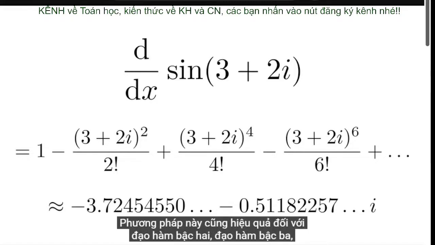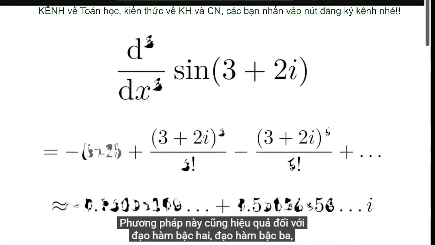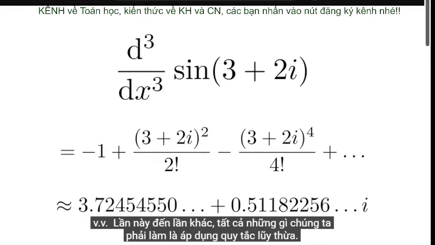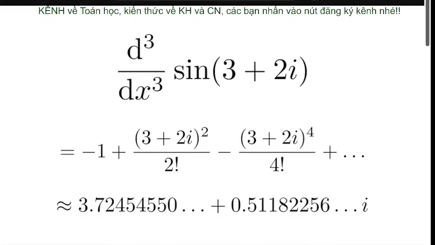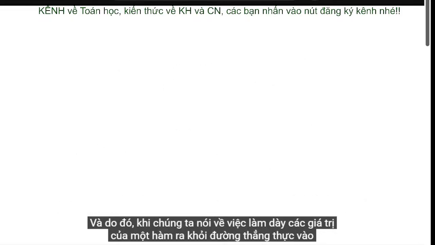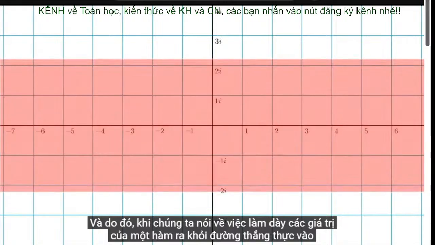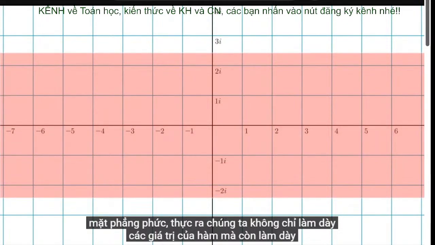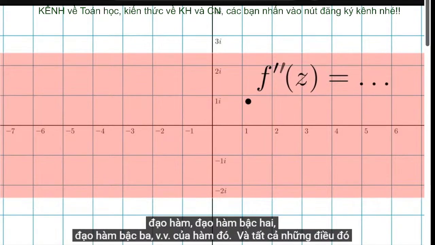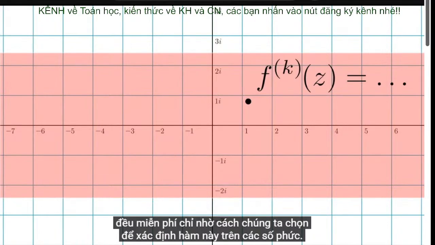This same method works just as well for the second derivative and the third derivative, and so on. Over and over, all we have to do is apply the power rule. And so when we talk about thickening the values of a function away from the real line into the complex plane, we're actually not just thickening the values of the function, we're also thickening its derivative, its second derivative, its third derivative, and so on. And all of that comes for free just from the way that we chose to define this function on the complex numbers.